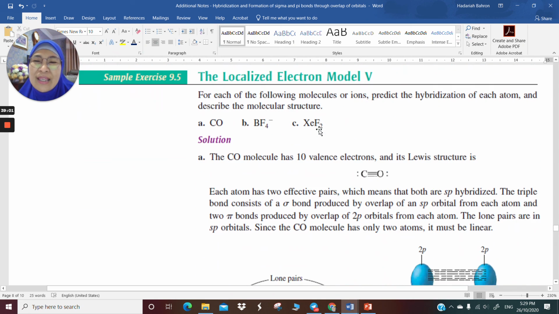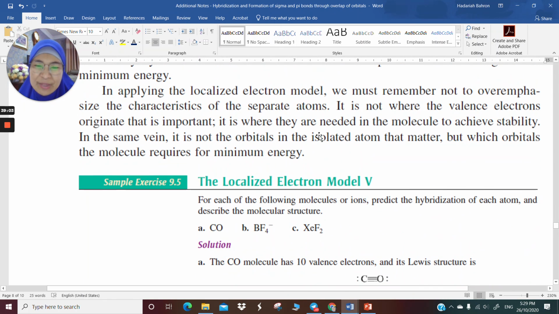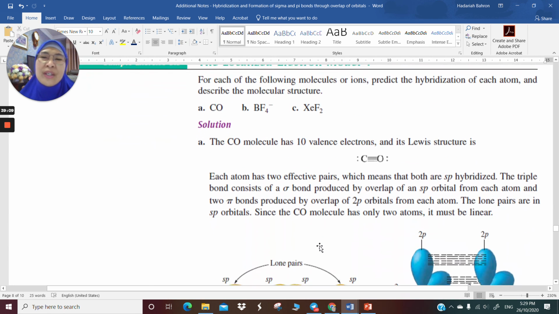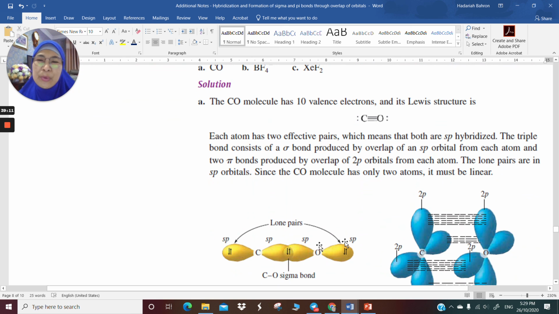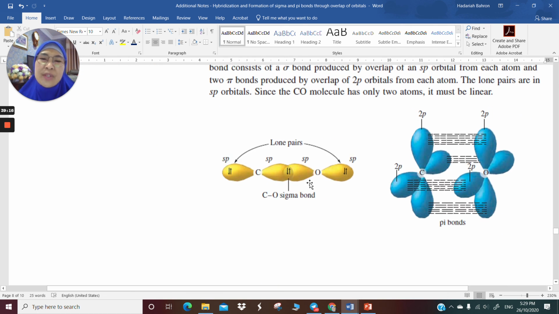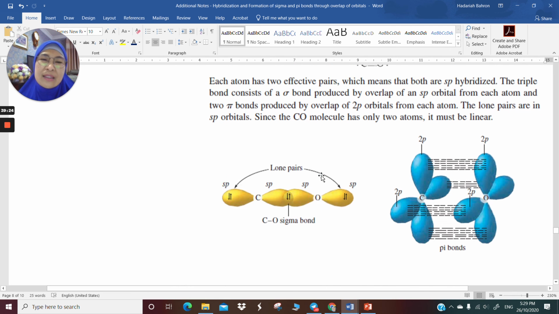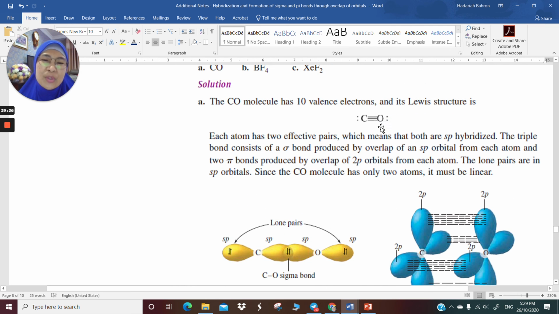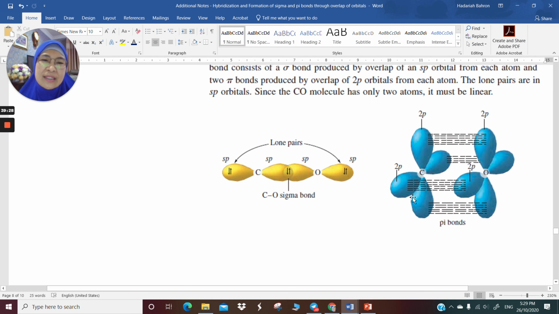Please read up about this, understand what this is all about. Yeah, and there are some practice exercises. The carbon monoxide, BF4 minus, XeF4. So I'm just very quickly going to go through carbon monoxide. This is very familiar to you. So carbon monoxide looks like this. You have the carbon overlapping with the oxygen here. Also sp hybridized.